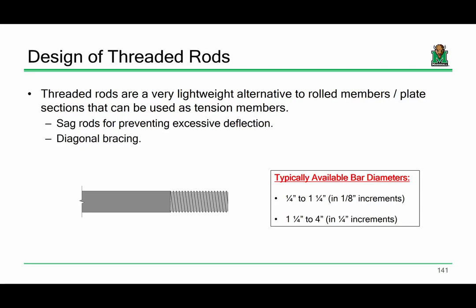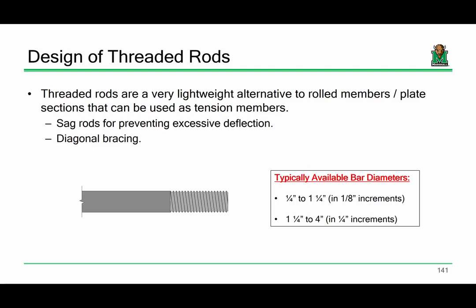Threaded rods are one of the simplest forms of a tension member. Because of the inherent nature of threaded rods, you only have to consider one limit state, and that's net section fracture. You don't have to consider slenderness because threaded rods are inherently slender, so they're meant to operate in that fashion. So you really only have to consider one limit state, and they're easy to design.